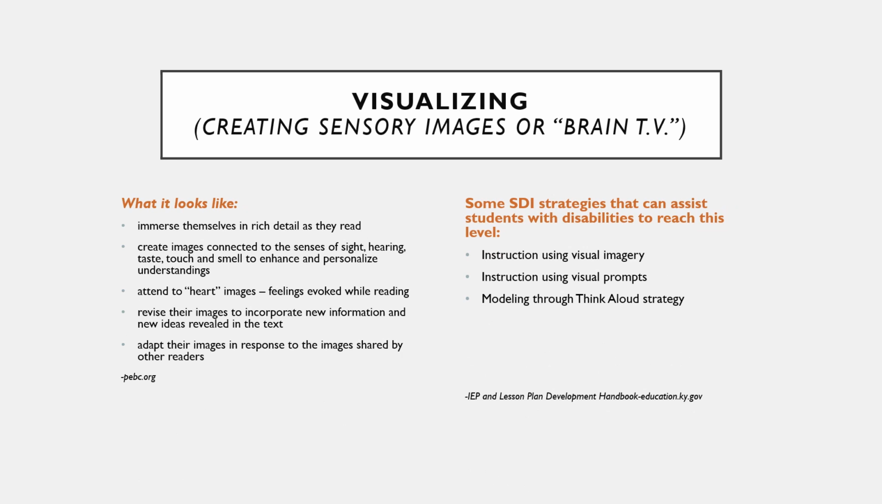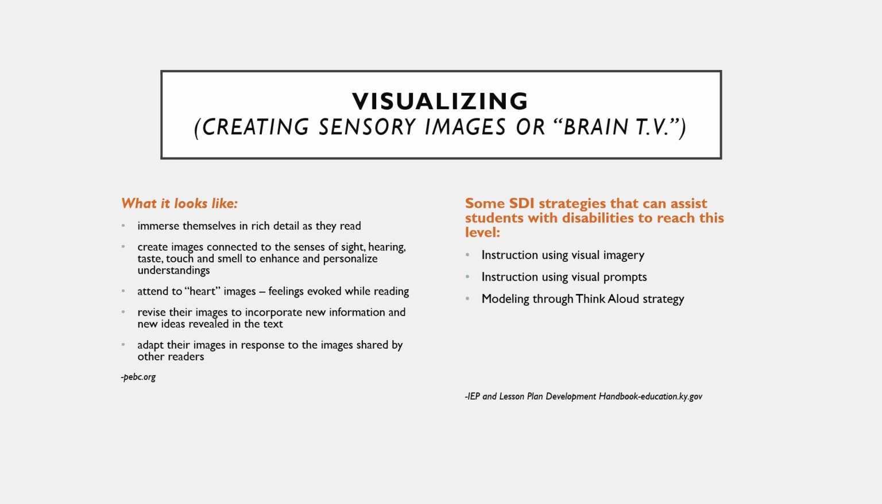The next one is visualizing. It involves creating sensory images, or referred to as brain TV. This strategy stimulates students to create mental images to better understand. So what does that look like? Well, they're able to immerse themselves in rich detail as they read. They can use their senses, your 5 senses, to create these images and personalize them.